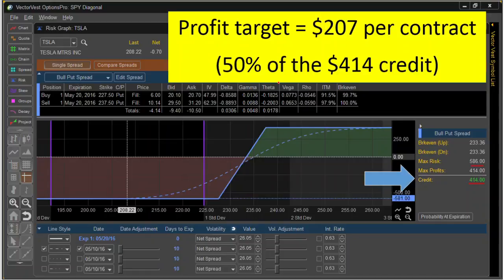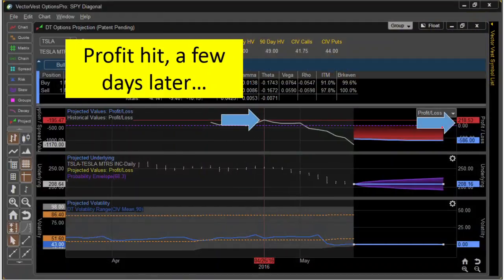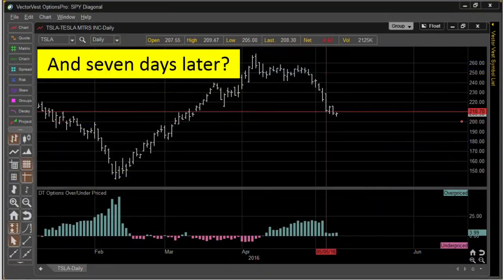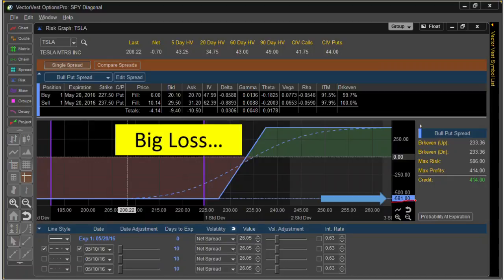Now, you remember back in Module 1, I said the more overpriced an option is, the less amount of risk that you have. This is a classic example. We're going to be making a lot more money on the trade, and risk-wise, there's a lot less risk. All right? Now, in this particular example, you hit your profit target only a few days later. It made that $218. All right? What happened afterwards? Well, 7 days later, that trade was near a full loss, $581. It was a big loss.